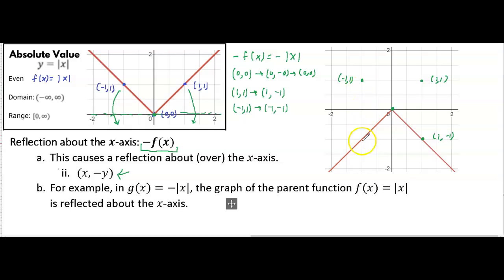And the point (-1, 1) should have become (-1, -1), and in fact they did. So we see it just got reflected across that horizontal x-axis.